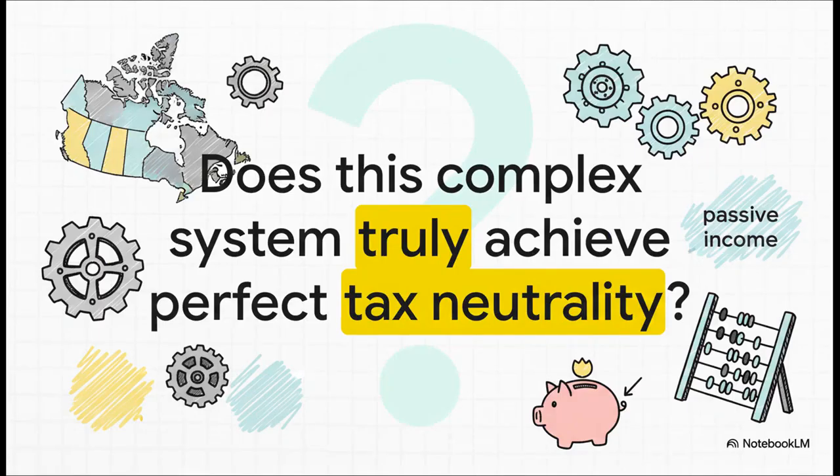And this really leads us to our final and perhaps most important question. While this system is clearly very effective at stopping tax deferral on passive income, you have to wonder, with all this complexity, with all the different provincial tax rates that can affect the calculations, is achieving perfect tax neutrality in every single situation even possible, or is it more of a theoretical ideal that we're constantly striving for in practice? It's certainly something to think about.